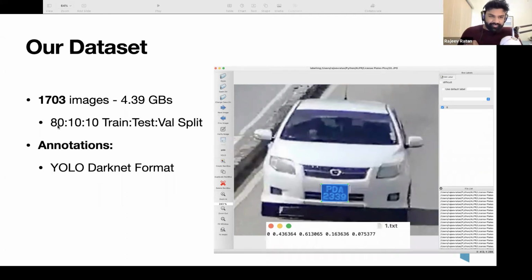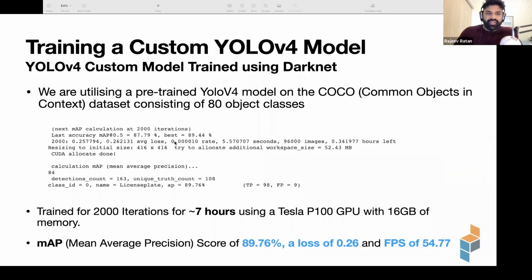And we have 10% being the test and 10% being the validation, which we assessed the performance on afterward. So this was the output of 7 hours of training our YOLO 4 model. After 2000 iterations, we got a mean average precision score of 89.76%, which is quite good. These are true positives, false positives. The loss was also 0.26, which is quite good.